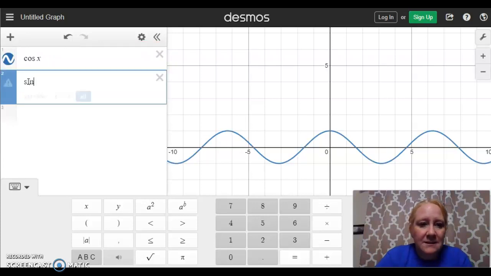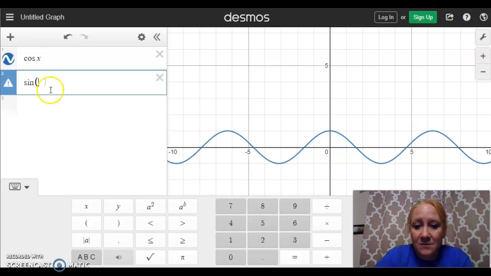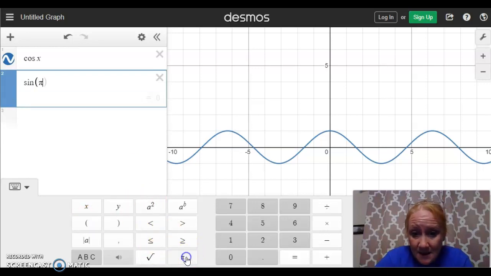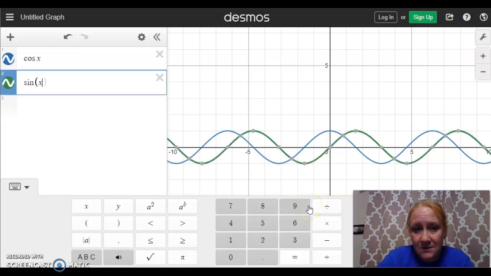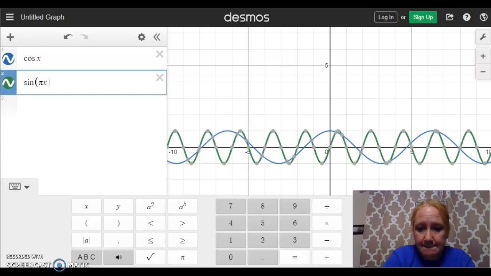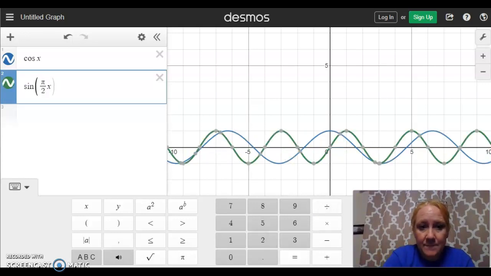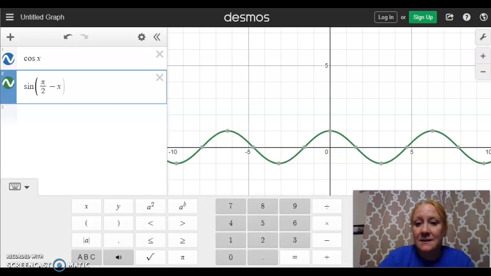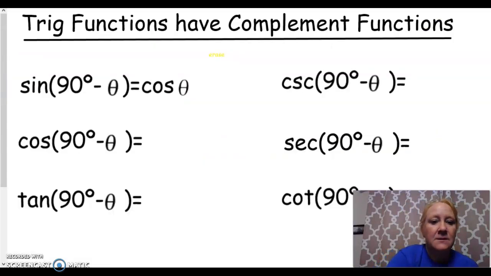So then what if we did sine of pi over 2? Well, let's just do sine x. There it is. Then what if I did pi over 2 minus x? Oh, look. They go to the same place. Super fancy. All right, so sine of 90 minus theta gets you to cosine.